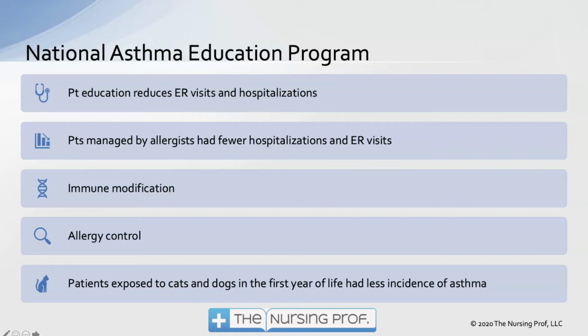Patients who are exposed to cats and dogs in the first year of life had less incidence of asthma. So isn't that interesting that it looks like they built up a little bit of immunity of some sort to having allergies by being exposed early on. Patients who are not exposed to dogs and cats in the first year of life, so what's happening with them is that they don't build up the recognition, I guess, of these different things, the dander, etc. And so they end up having more allergies and more asthma.